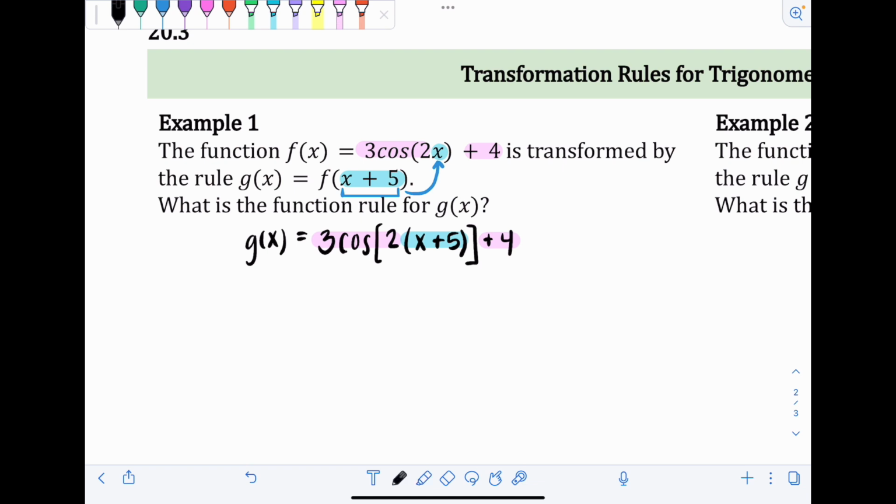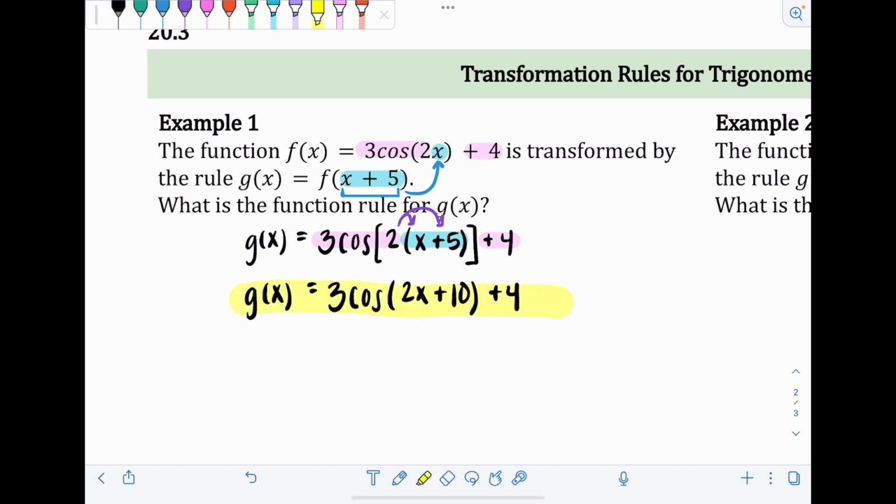Now we just need to simplify, so we need to go ahead and distribute the 2 in. So it'd be g of x equals 3 cosine, and if I distribute the 2 in, it'd be 2 times x, and then 2 times 5. So parentheses now, since I don't need to double up, 2x plus 2 times 5, so plus 10. We'll close parentheses and then plus 4, and that'll be it. We won't add the 10 and the 4 since the 2x plus 10 are inside of the argument, and that just stays there. We can't simplify beyond that. So g of x equals 3 cosine of 2x plus 10, and then plus 4.